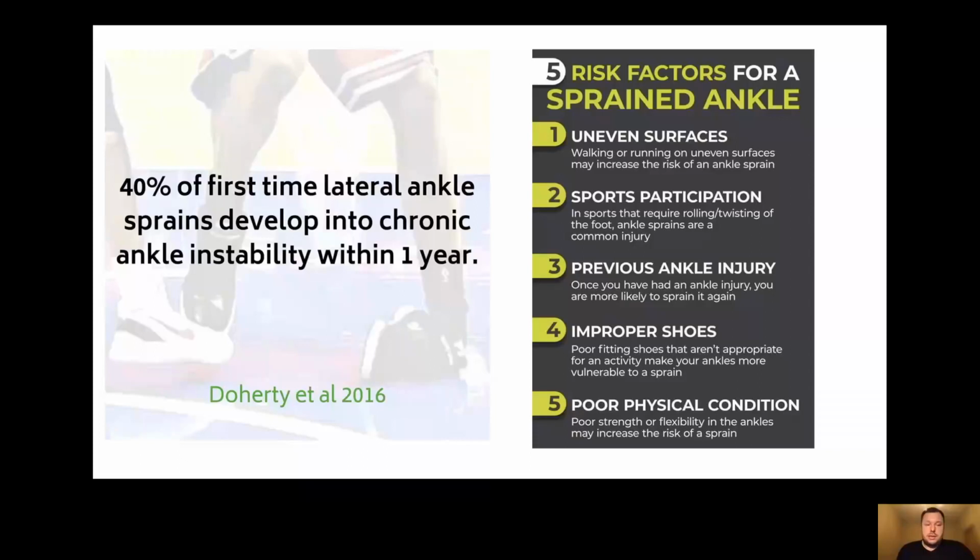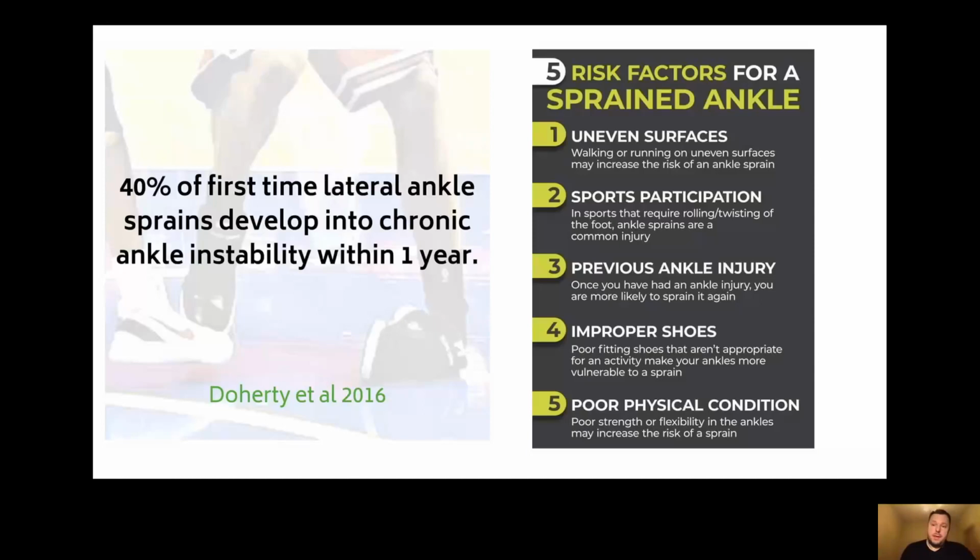Also, we know that about 40% of first-time lateral ankle sprains develop into chronic ankle instability within 1 year. So that means that we have to be careful and just give enough time to heal the ankle sprain. It doesn't matter that maybe it looks not serious and so on, but just give it time to heal. If not, it's a very high risk to have this chronic ankle instability, which can reduce the performance of the player.